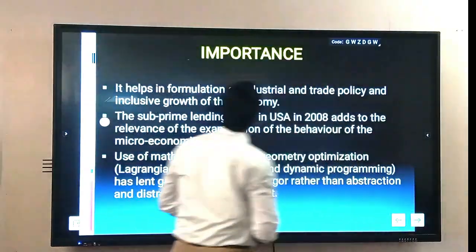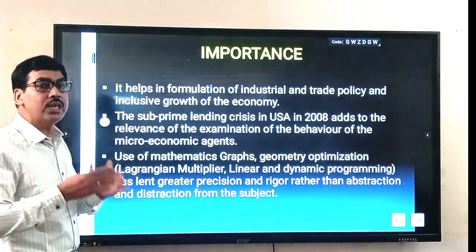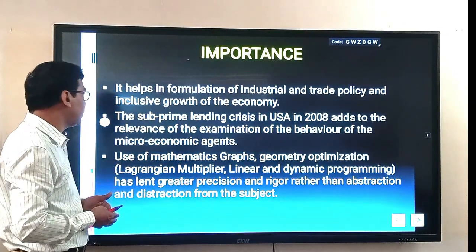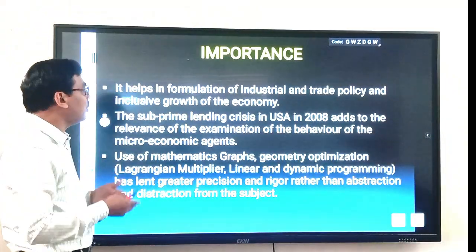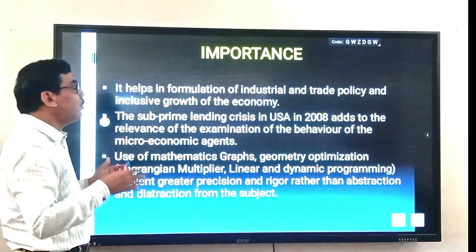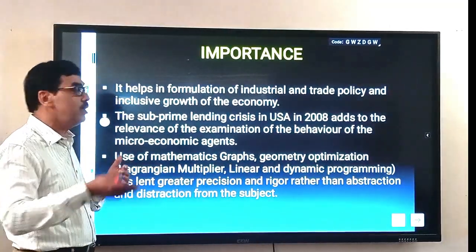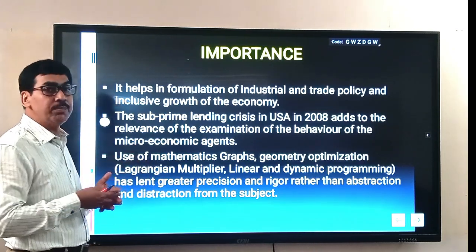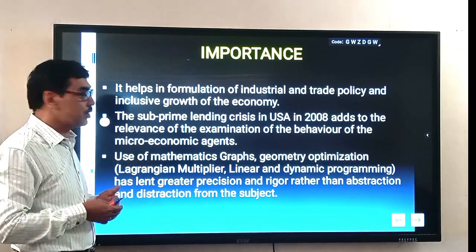So the next one is the importance. In what way will this microeconomic study help? It helps in the formulation of industrial and trade policy and inclusive growth of the economy. We study not only the individual firm but also the industry as a whole, and what type of industrial policy should be made so that the economy will grow, as well as be inclusive, considering all the people, so the benefits of growth will be shared by almost all sections of society.